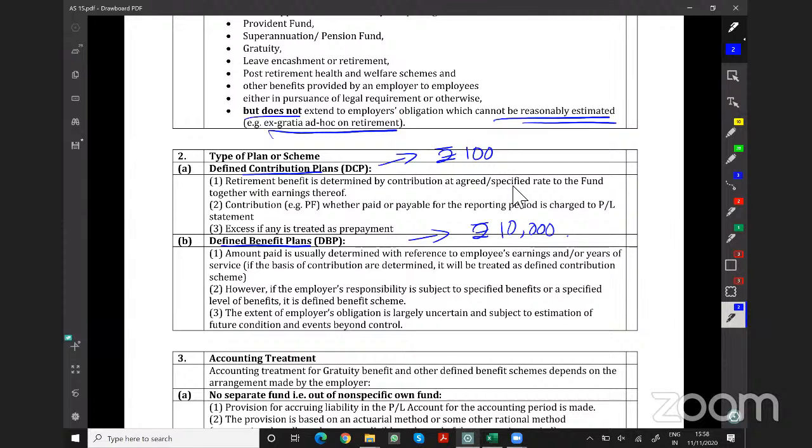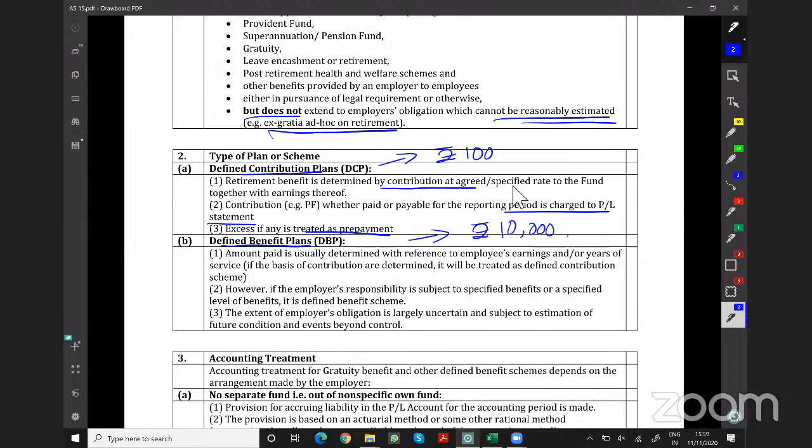Retirement benefit is determined by contribution at the agreed specific rate to the fund together with the earnings thereof. Contribution, whether paid or payable for the reporting period, is charged to profit and loss account. Excess, if any, is treated as prepayment. So, Nikhil, you should pay rupees 100 minimum. If I have paid 120, 20 rupees should be considered as prepaid and 100 rupees should be debited to profit and loss account every year.